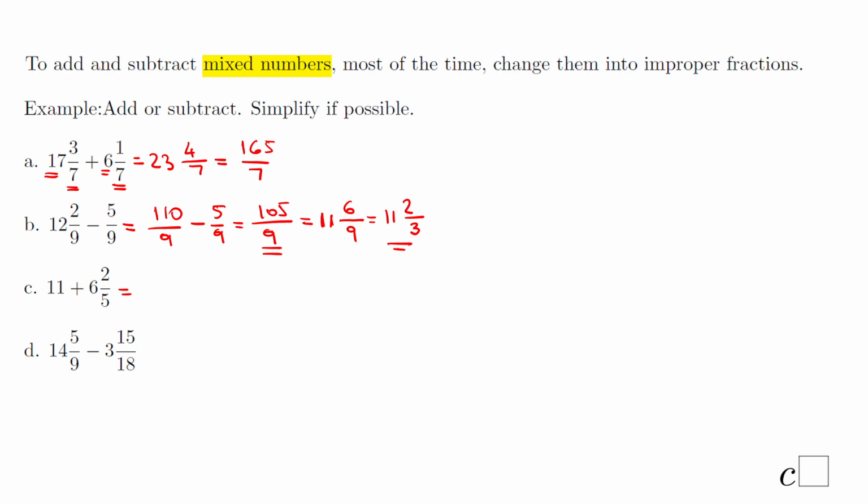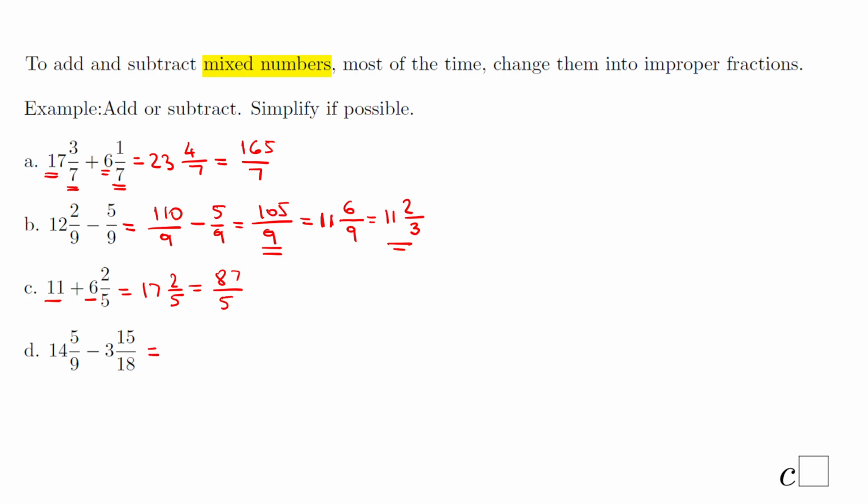Let's take a look at this one. Again, another example where you can simply do 11 plus 6, that is 17, and 2 over 5. And we can change that into an improper fraction. 17 times 5, that will be 85, plus 2, 87 over 5. And let's take a look at the last one.